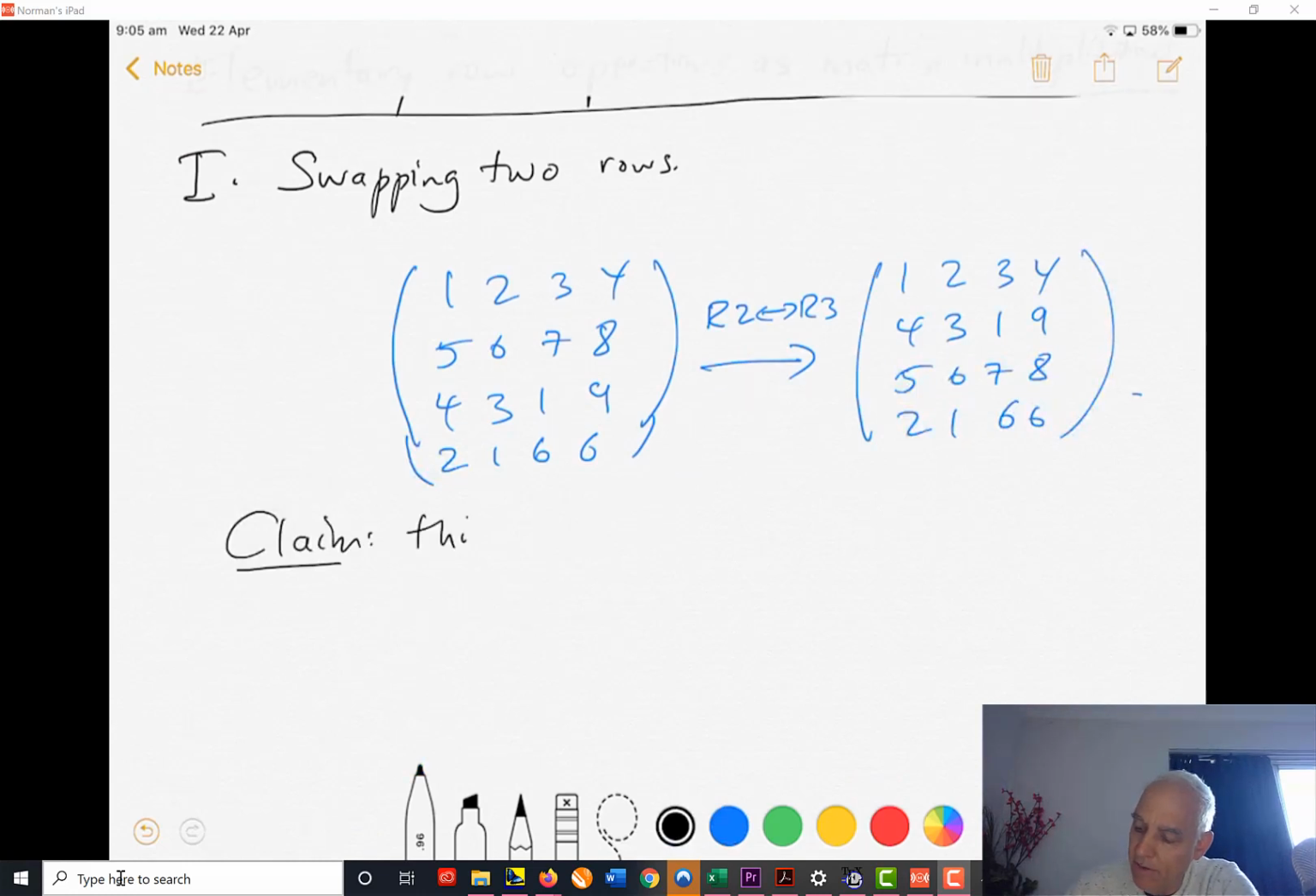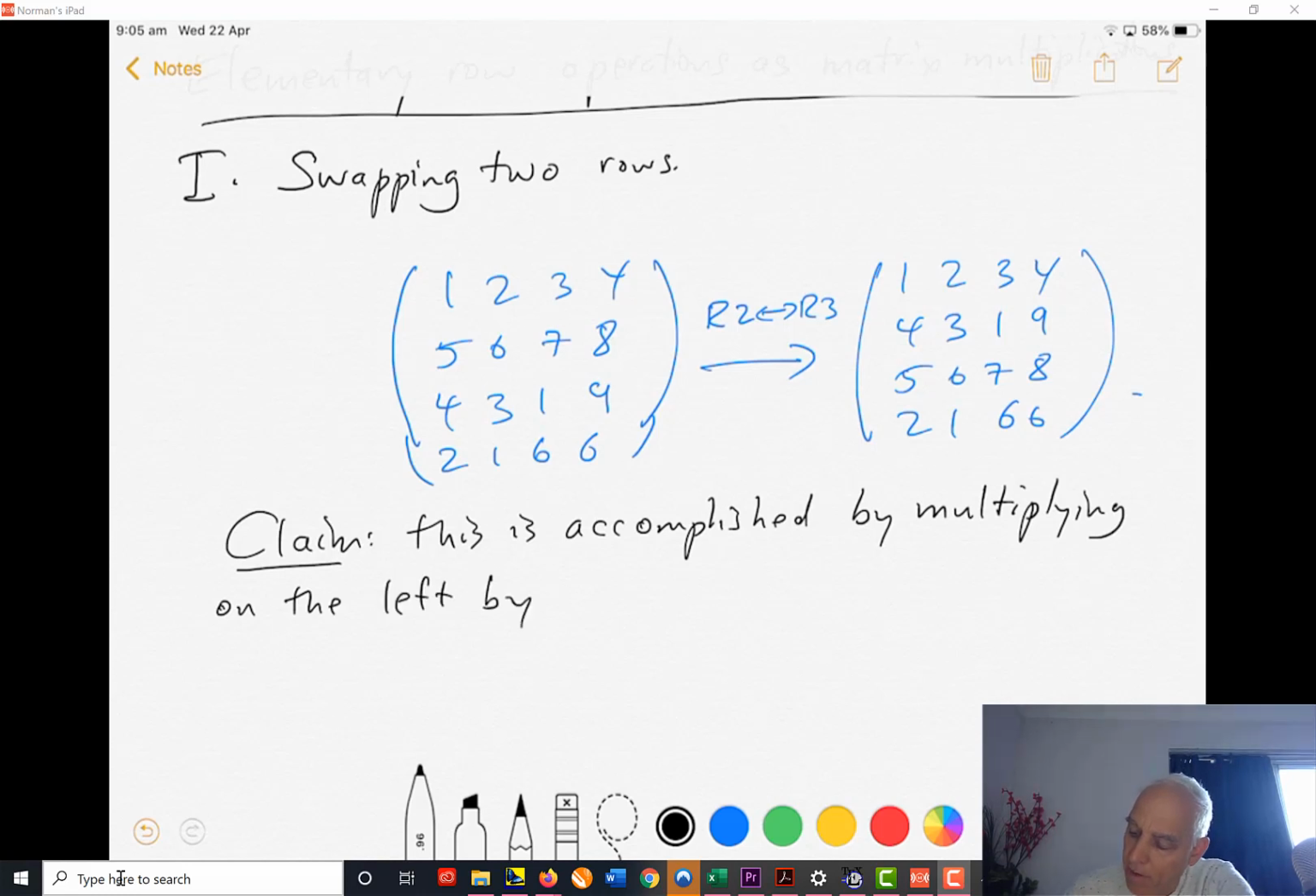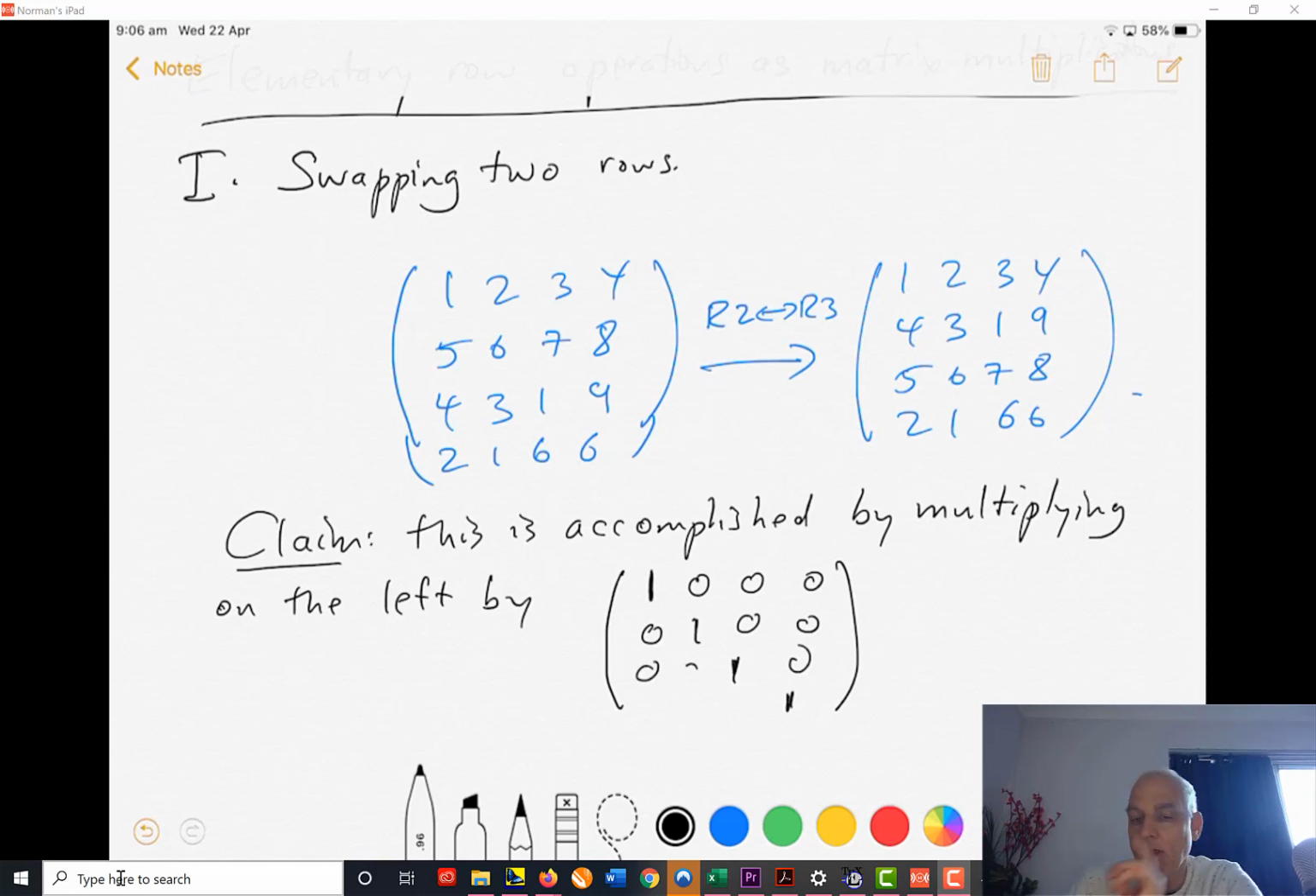So, claim: this is accomplished by multiplying on the left by the following matrix. I'll start with the identity matrix, and I'll change it just in a second, so don't copy this down exactly yet. So we're starting with the identity matrix, and it has all these zeros, which I usually don't write, but I will just in this case here. Okay, that's the identity matrix, but we're not going to use that.